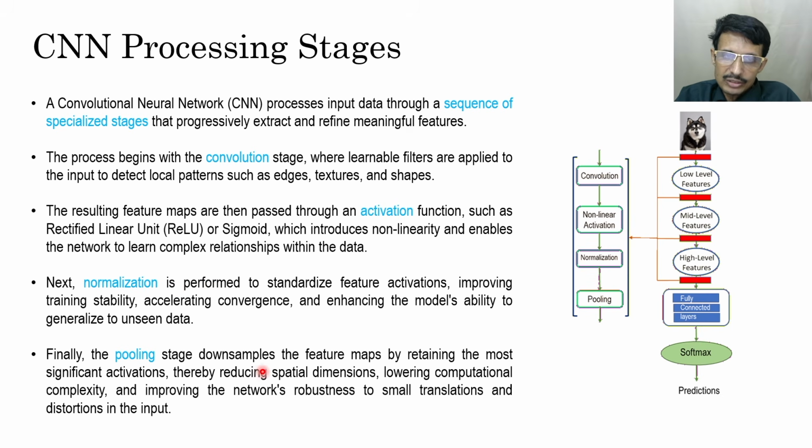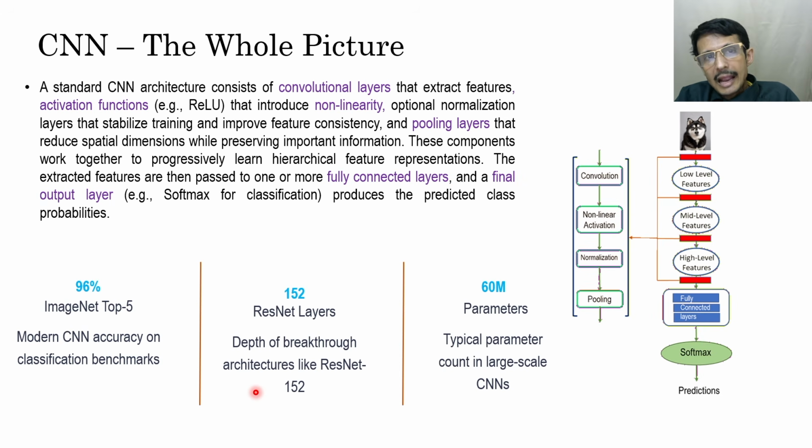Finally, the pooling stage downsamples the feature maps, retaining the most important or significant activation responses, thereby reducing the spatial dimension, lowering computational complexity, and improving network robustness to spatial translation and distortion. So as a whole, CNN does this, and we have discussed all this in great detail in this lecture.